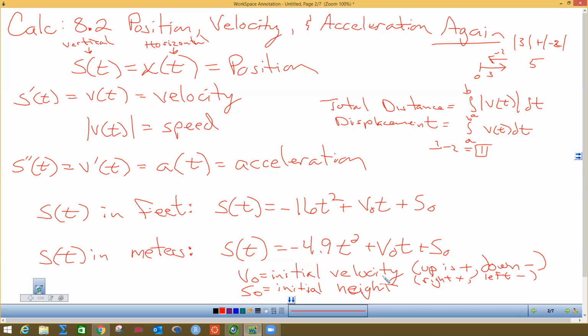So v sub naught is initial velocity. If you throw an object up in the air, that's positive. If you throw it down, it's a negative velocity. And as something moves right, again, if velocity is greater than 0, it's moving right. Velocity less than 0 is moving left. Velocity greater than 0 is up. Velocity less than 0 is down. And S sub naught is initial height. So those are things we've already covered, and we're going to do them again today.